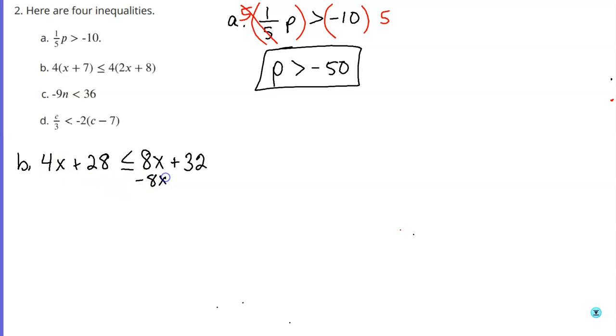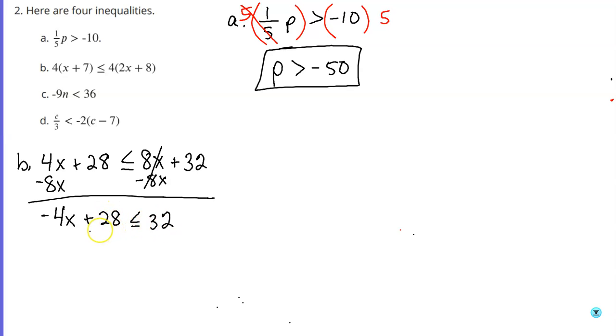Okay, again, for me, I'm always going to bring my variables to this side, which means I'm going to move this 8x over, which means I have to cancel it by subtraction. So let's see what we get. 4 minus 8 is negative 4x. Everybody else stays the same. Then I'm going to move the 28 to this side. So to cancel it, I need to subtract. And I get 4. And then what's my last step here?